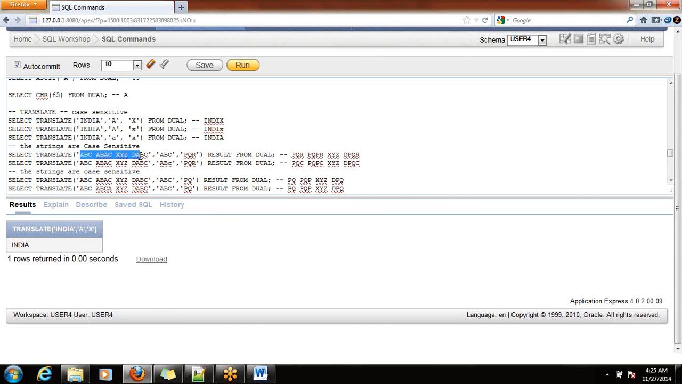Now observe translate. I give ABC and I am asking to translate ABC to PQR. Look there, observe carefully. Wherever there is ABC, it is being translated to PQR. So the thing is, A is translated to P, B is translated to Q, C is translated to R.